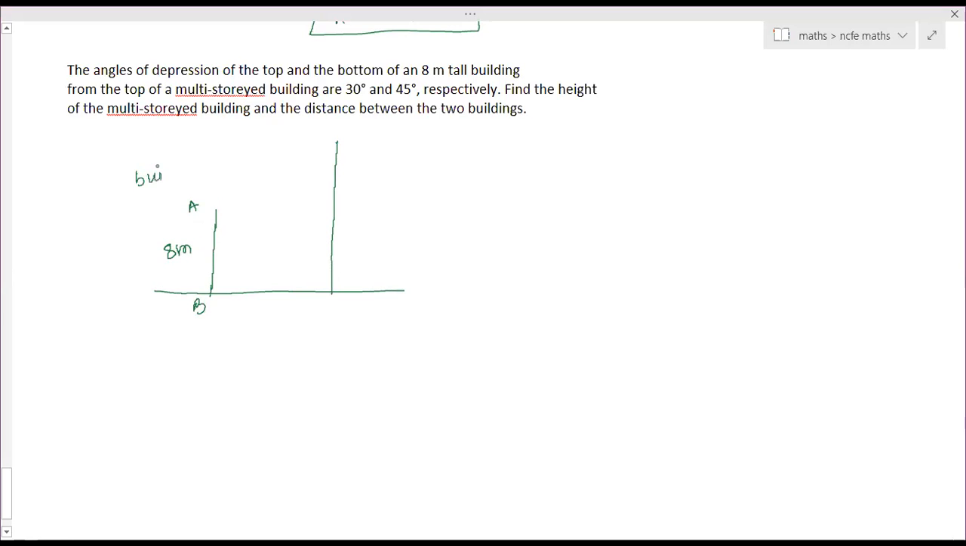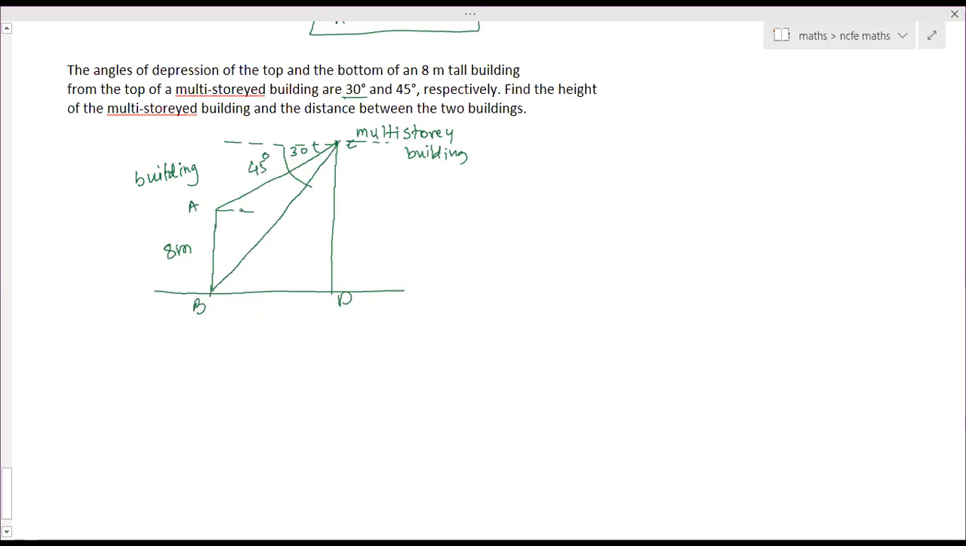You have to write the names, otherwise you will get confused. And this is the multi-story building, which is CD. From the top of the multi-story building, the angle of depression of the top is the first value, that is 30°. This is the horizontal line we have drawn. Then this angle is 30°. And the angle of depression of the bottom, this full angle is 45°.